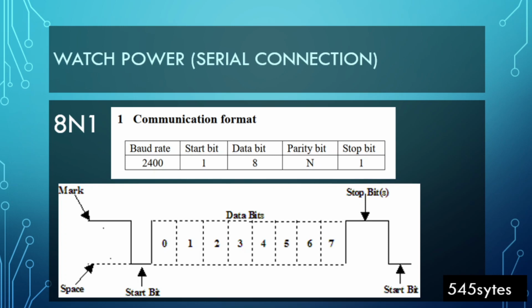So then there will be a start bit followed by 8 data bits, and then the parity bit is not used because we are using the CRC. I will talk about it later. And then there is a stop bit.